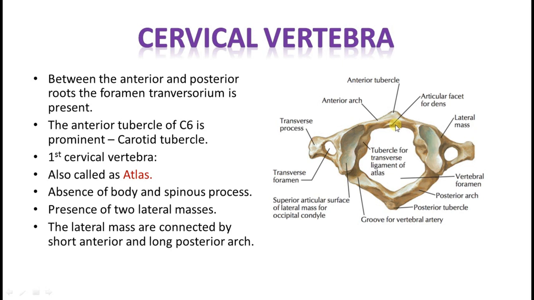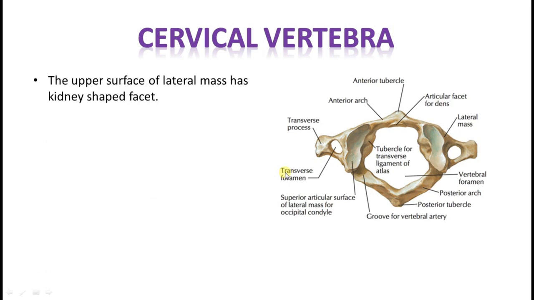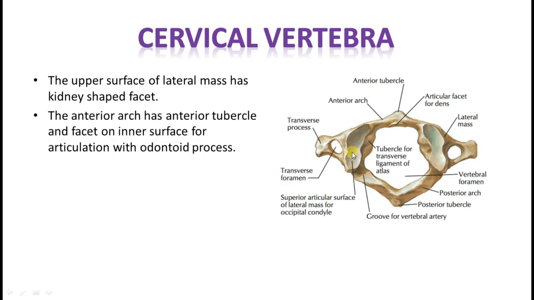So dens is actually from the second cervical vertebra. It is believed the centrum of the first vertebra fuses with the second, forming the odontoid process or dens of the atlas. The posterior arch is very long, and it bears a posterior tubercle, which represents the spine of the first cervical vertebra. So as I told you, the upper surface has a kidney shaped facet, the anterior arch has an anterior tubercle, and the inner surface, as I told you, has an articulation for the odontoid process.